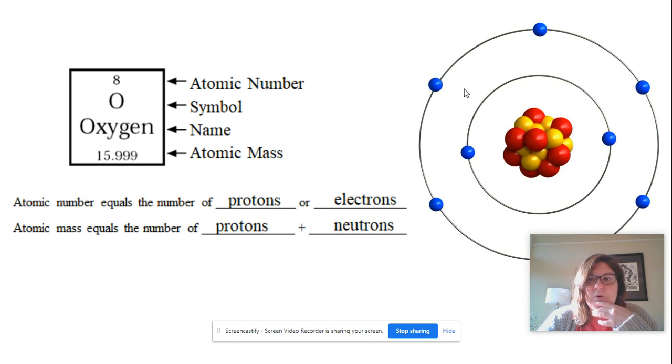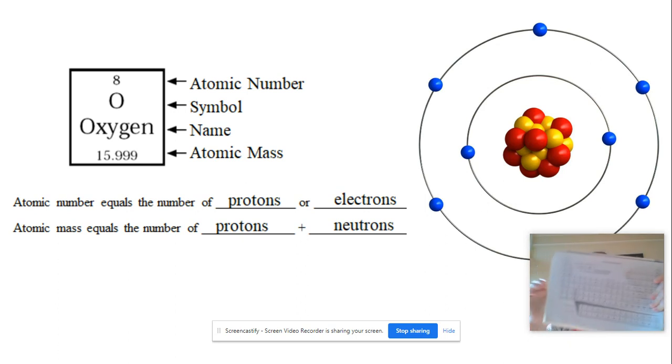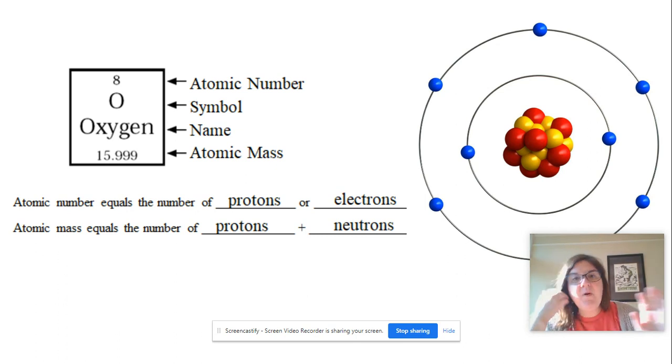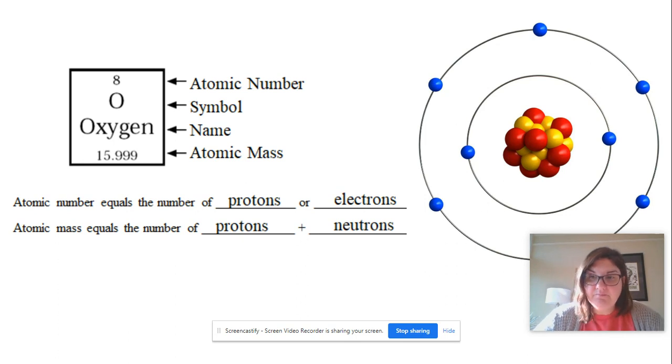All right, so in order to look at atomic structure with the periodic table, you have to be familiar with this box right here. This is what you're going to see the periodic table made of, those boxes. Each part of that box relates to a very specific piece of information. The number at the top is going to be your atomic number. That's how many protons are in the center of your nucleus.